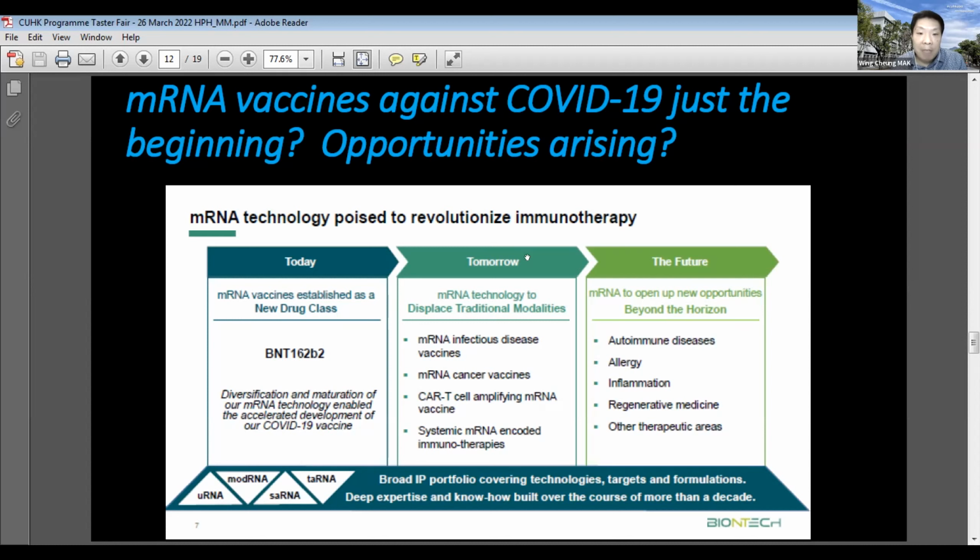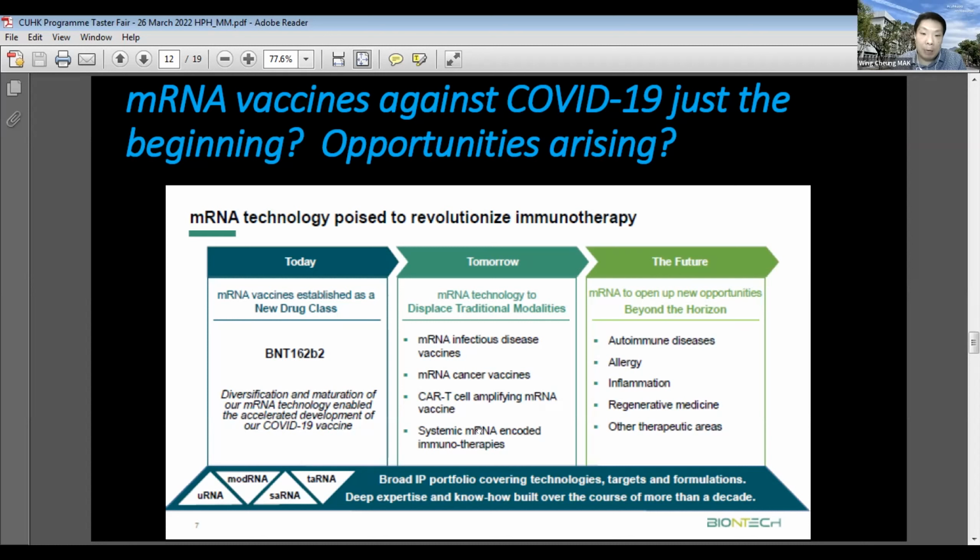So we are actually envisioning that what we have today, this microRNA vaccine technology, could be useful as a new treatment or vaccine for other diseases, or a replacement of other traditional vaccines. Like Professor Don said, there are a lot of advantages of those microRNA vaccines. So it could be a kind of replacement for vaccines for infectious disease or cancer vaccines, or something related to this T-cell amplifying microRNA vaccine or microRNA encoded immunotherapy.